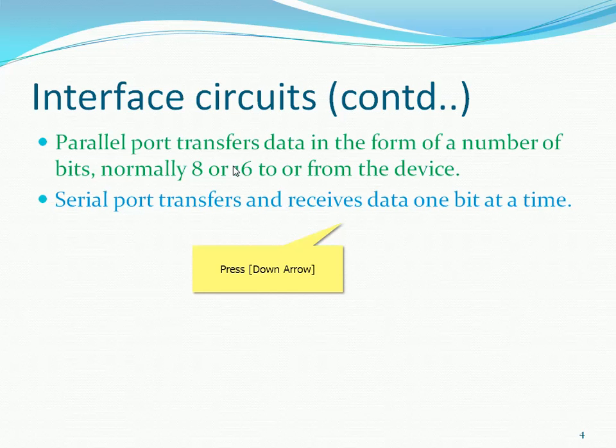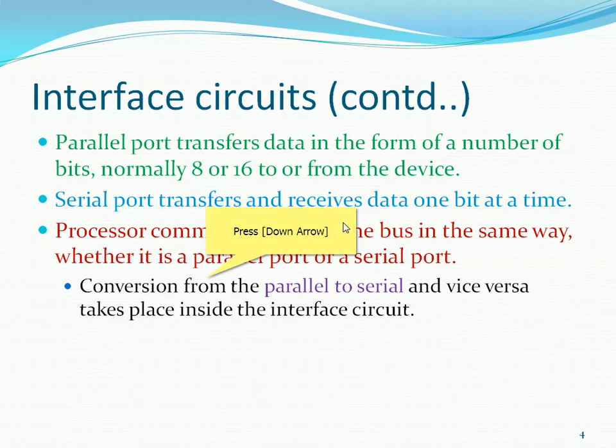The serial port transfers and receives the data one bit at a time. So that is a bitwise transmission. The processor communicates with the bus in the same way whether it is a parallel port or a serial port, no matter, it will communicate normally. It may not even come to the notice of the user.